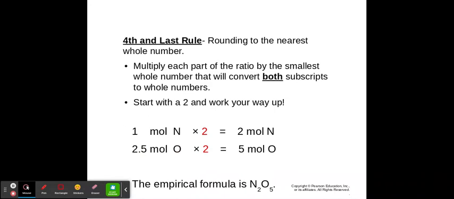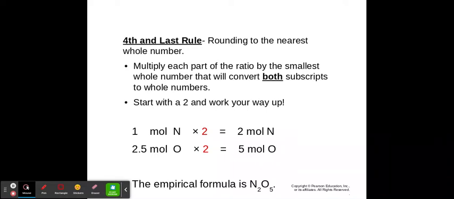Okay, and it's the last one. It's pretty simple. So what we want to do is we want to round to the nearest whole number. So we want to multiply each part of the ratio by the smallest whole number that will convert both subscripts to whole numbers. Now, you want to start with a 2 and work your way up: 3, 4, 5, if you have to. I've never gone that high. Usually like 2 or 3 is basically it.